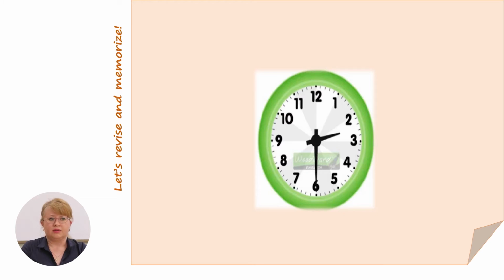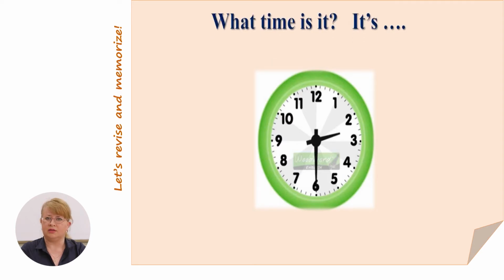Let's remember the way of telling the time in English. When you want to find out what time it is, we have to use the question, what time is it? And the answer should begin with it's. So to use the clock, we have to know some words and phrases. For example, when it's o'clock, we use it's 12 o'clock.